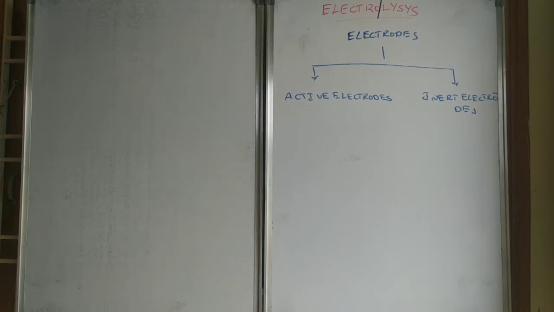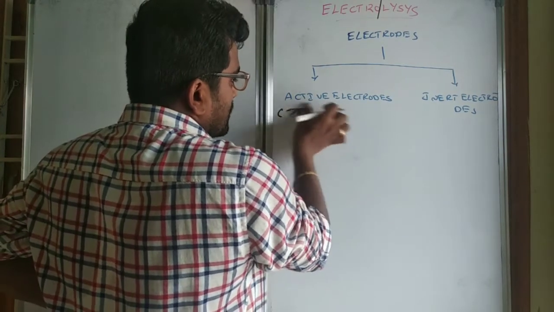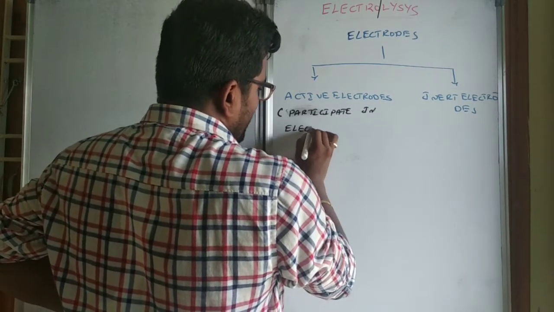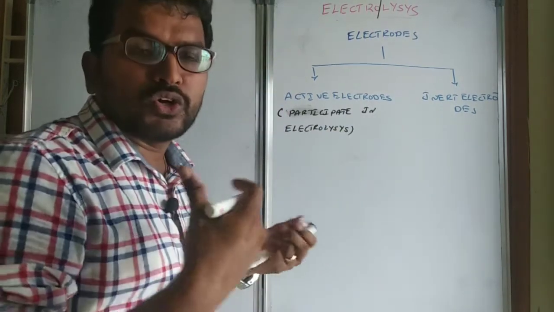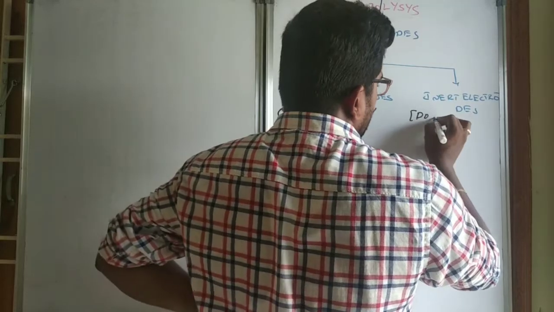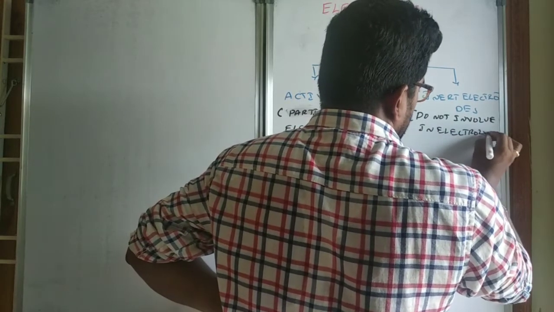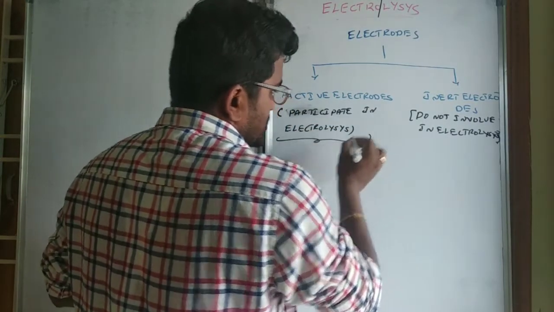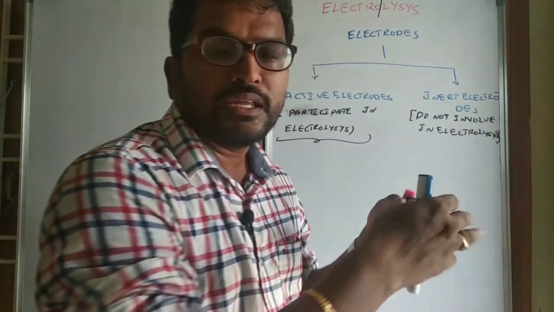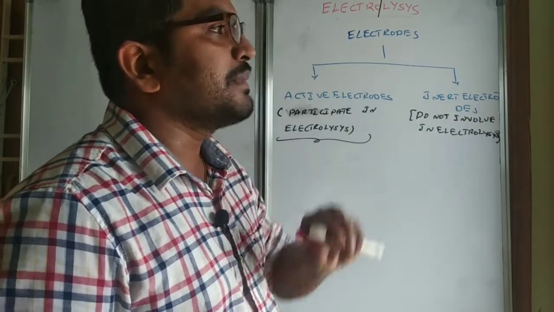Active, the name itself indicates. Active electrodes means electrodes that participate in electrolysis. That means they will undergo dissolution or they will undergo deposition. That kind of thing is nothing but participation. Inert electrodes means they do not involve in electrolysis. So simply speaking, if they undergo corrosion or deterioration in the electrolysis, we call them active electrodes. And if they don't undergo any deterioration or corrosion or any breakage, or any reactivity is not taking place, we call them inert electrodes.